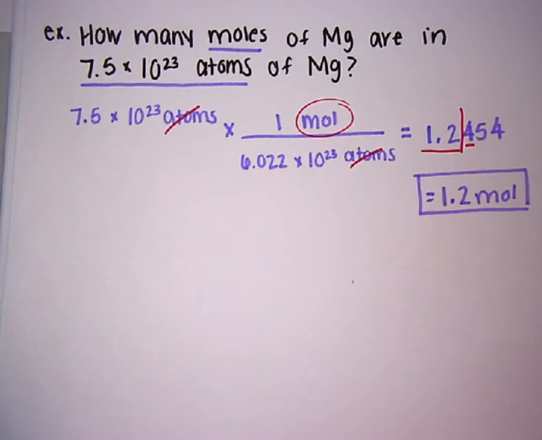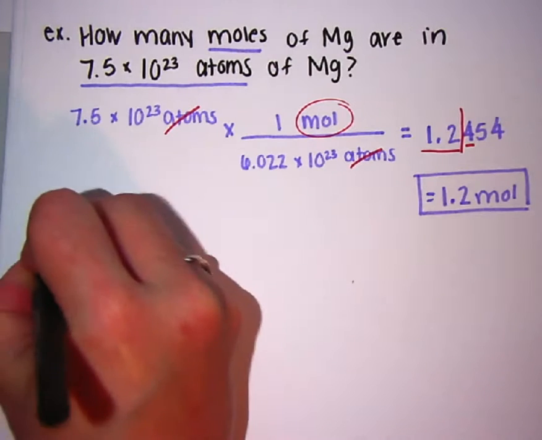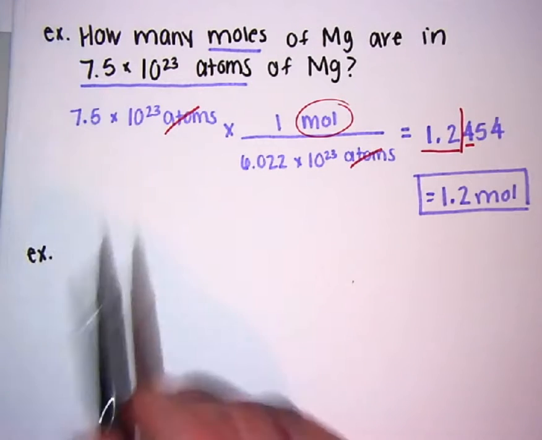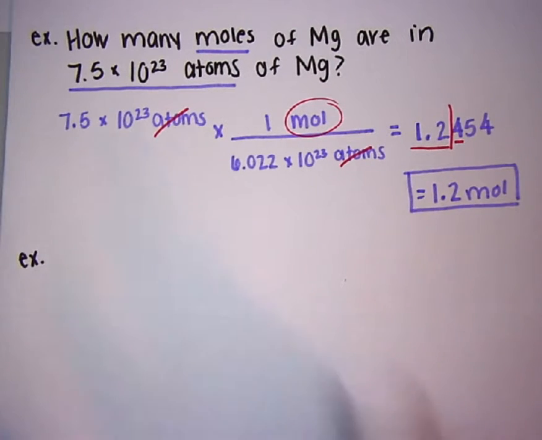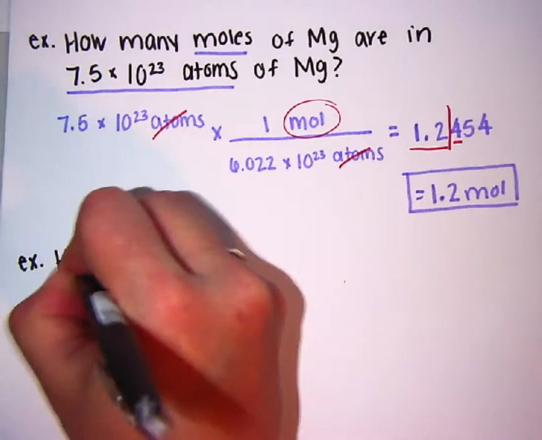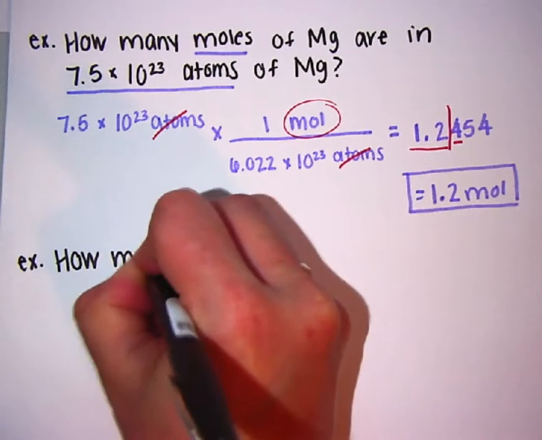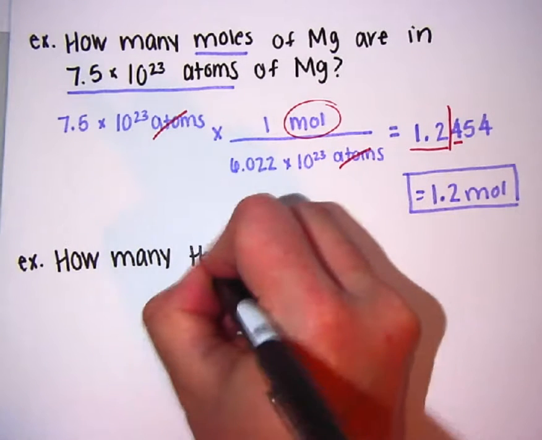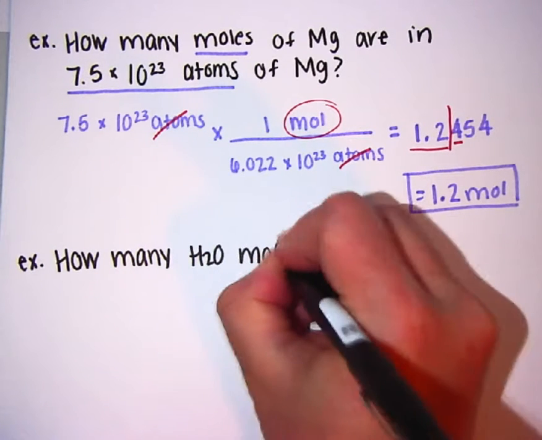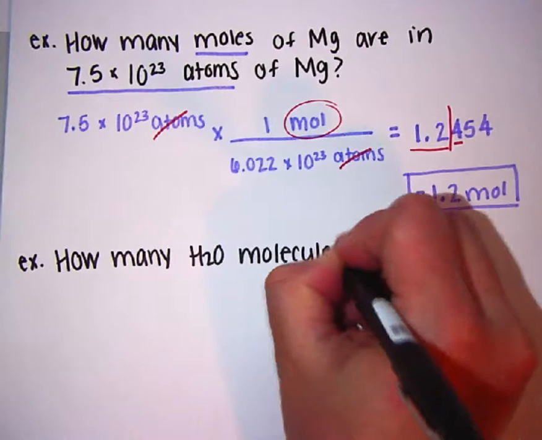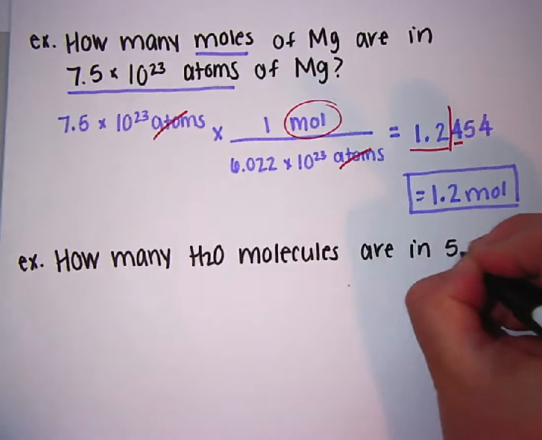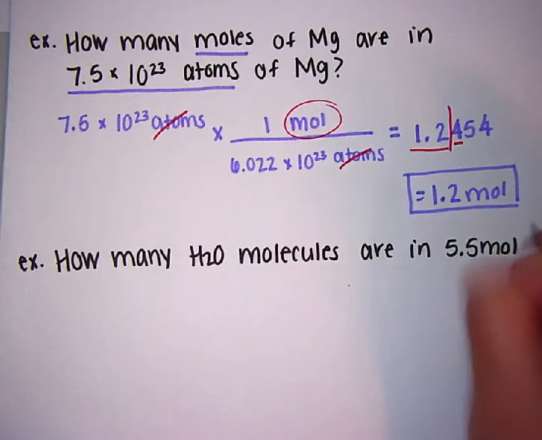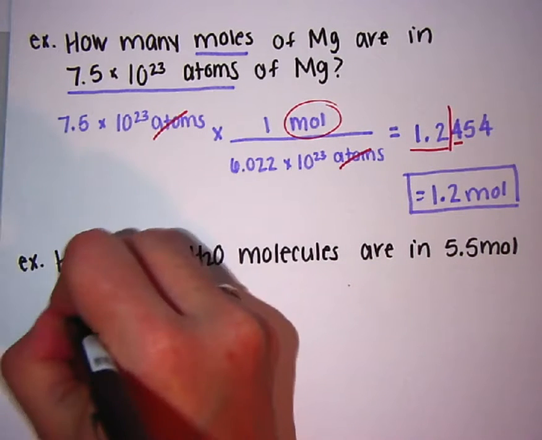Let's do one more problem using Avogadro's number. So for this one, I asked you to solve for moles. Now we're going to go the other way. I'm going to give you moles. What if I wanted to know how many water molecules are in 5.5 moles of water?